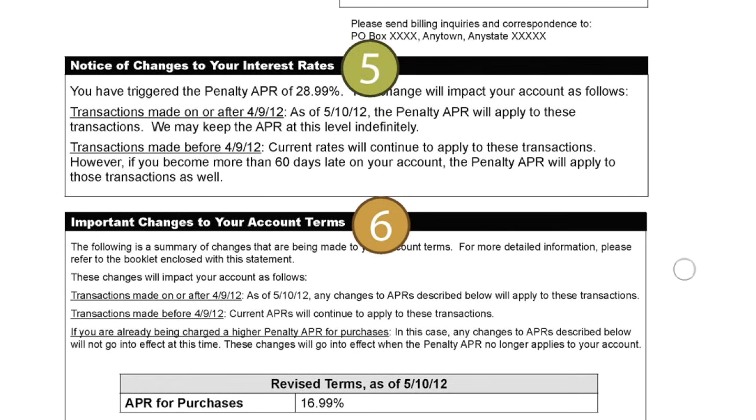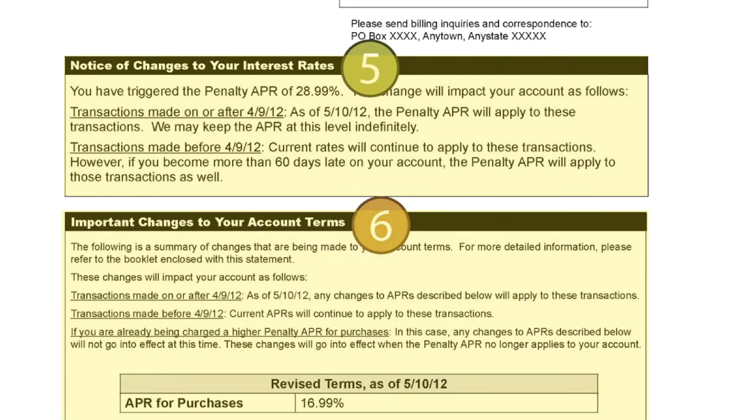Sections 5 and 6 are the notice of changes section. The first one tells you if there's any changes to your interest rate. That means if the bank who supplies your credit card wants to make more money, they can do it. If they want to increase the interest rate that they charge you, they're totally free to do that. But they do have to give you at least 45 days notice according to the law.